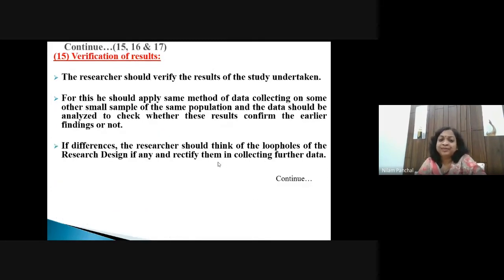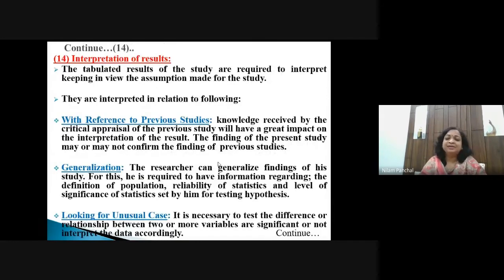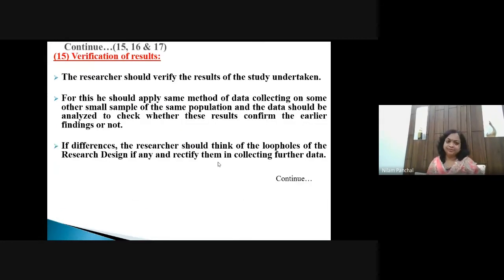Right. So interpretation is very, very important. Sometimes people write like, hypothesis is rejected or hypothesis is accepted. That is fine. But then what is the meaning of that and what does it actually say? That is important.